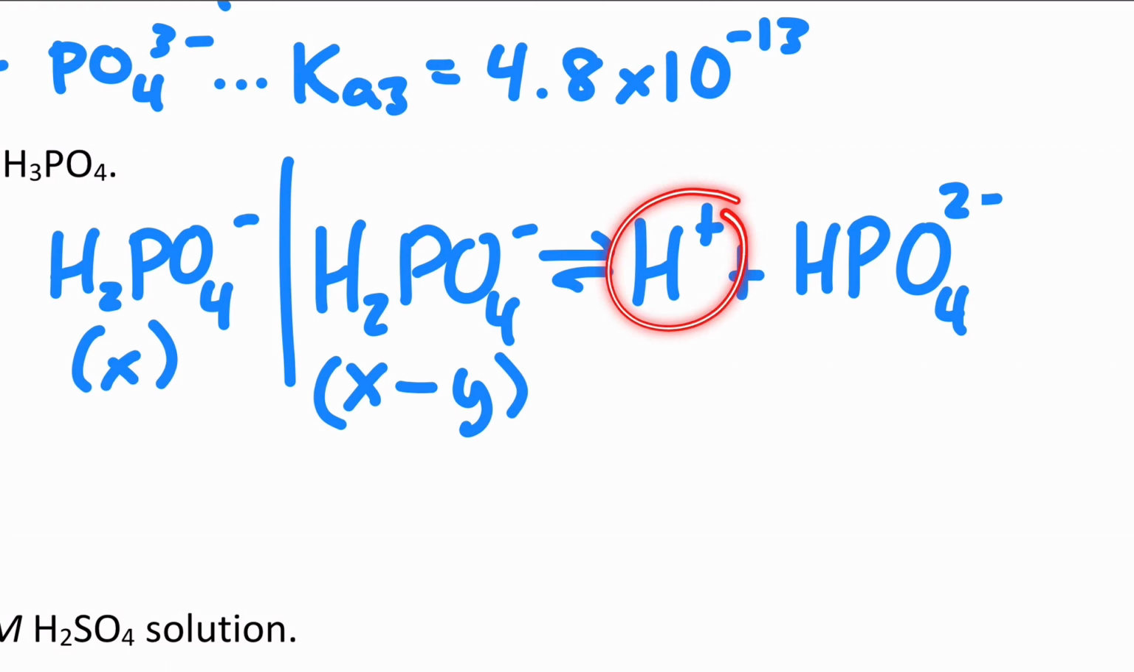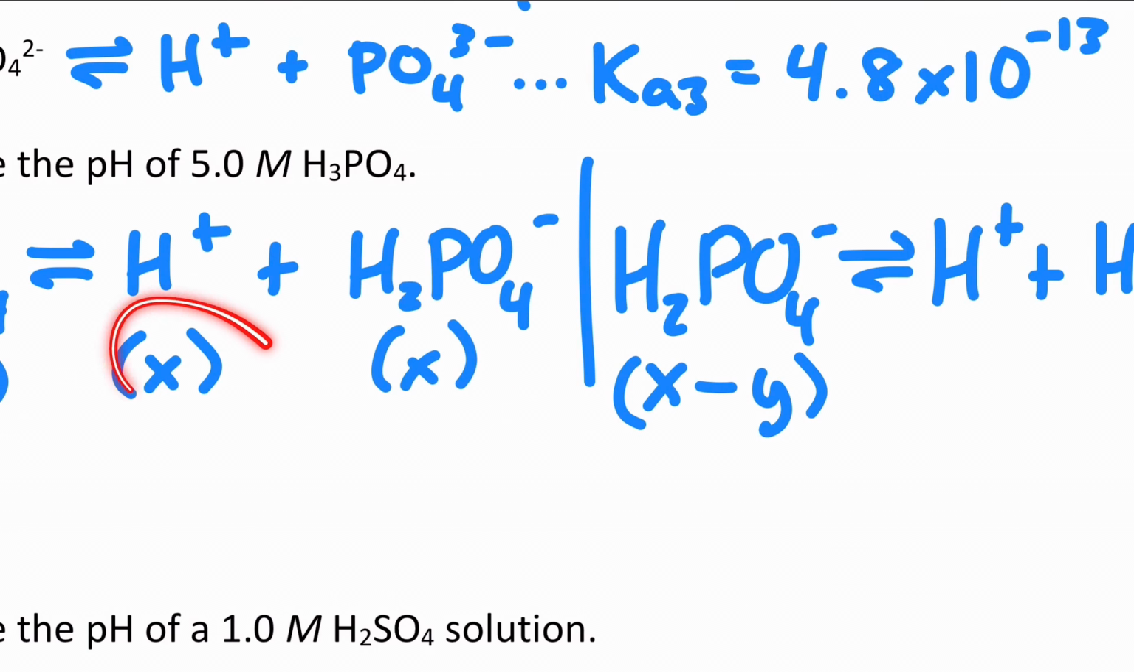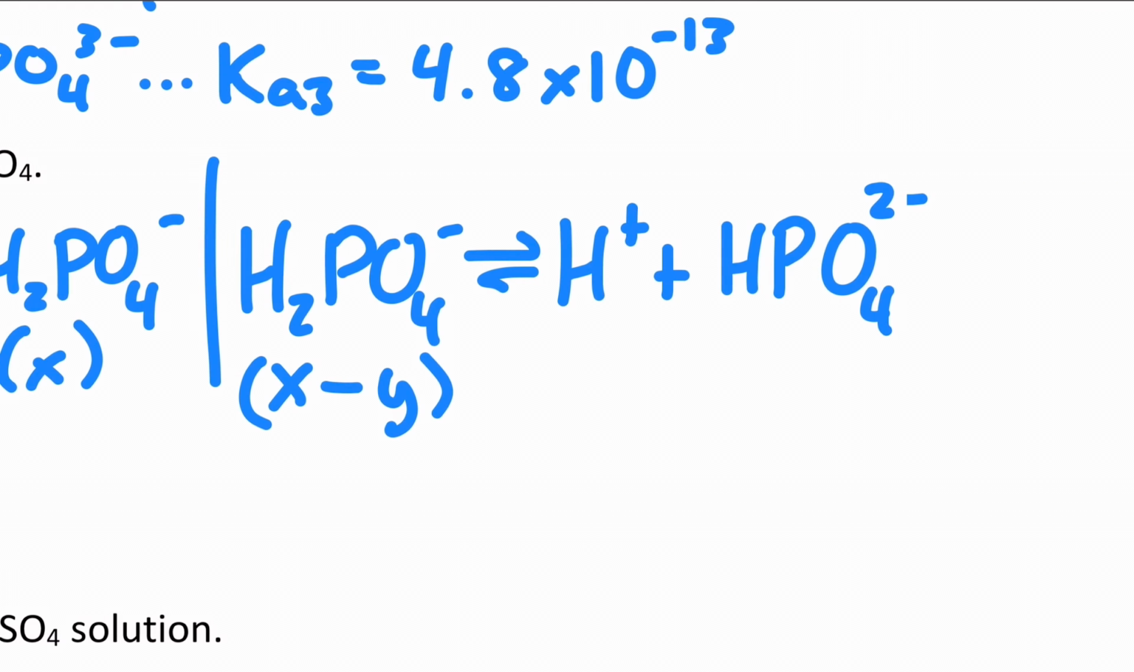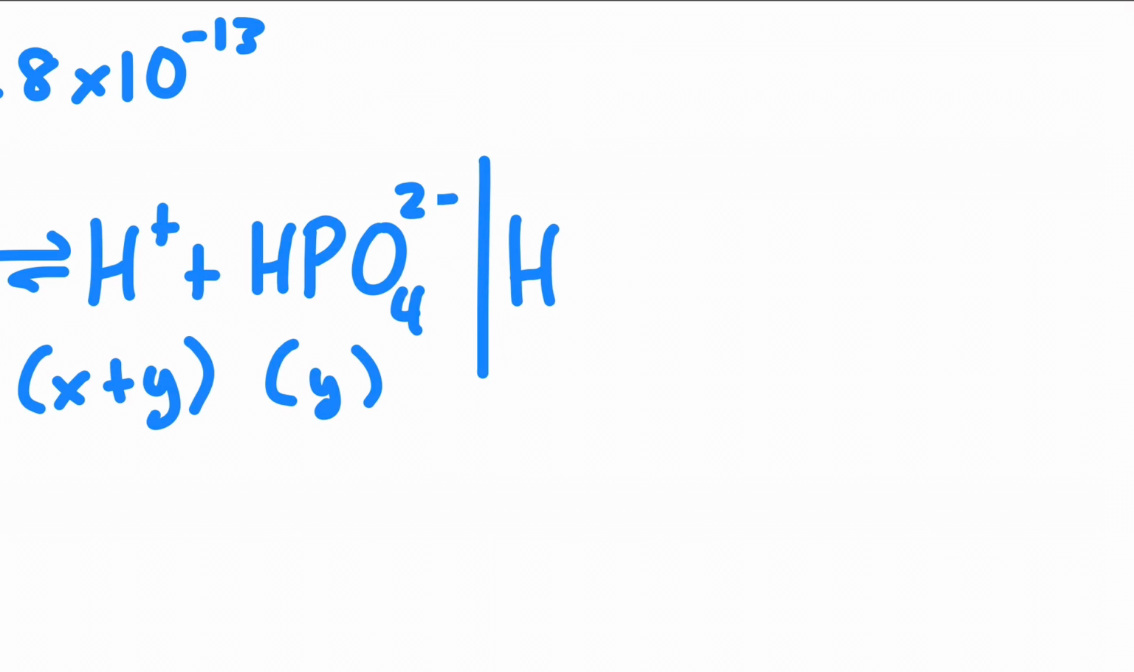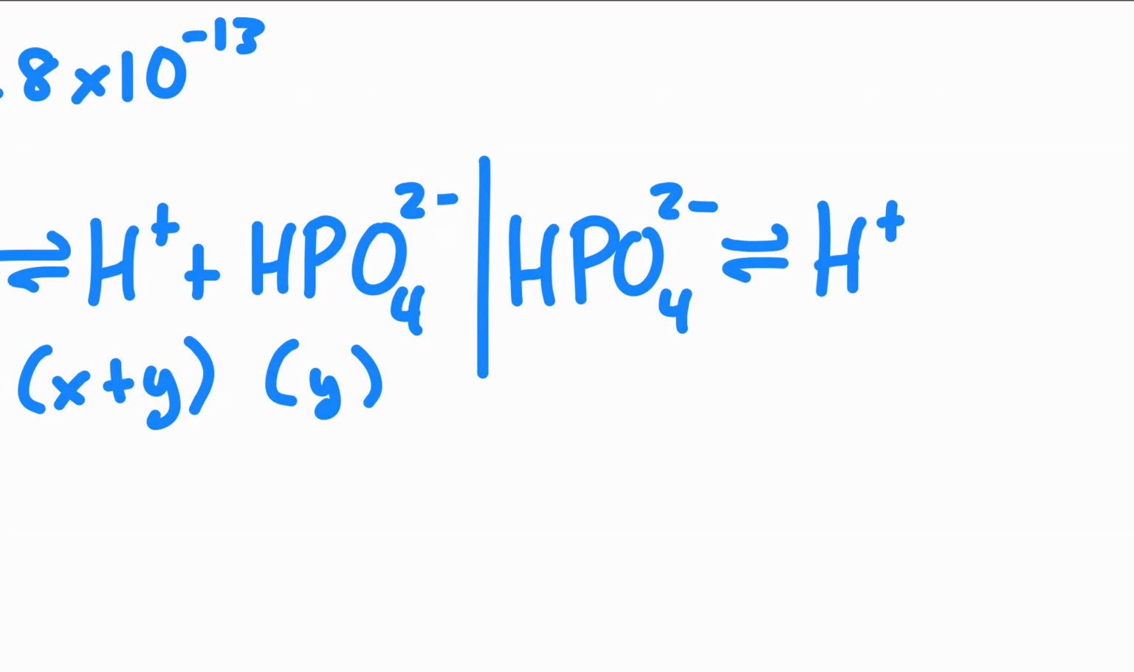How much H plus do we have at this point? Well, we actually have X from the first dissociation. So now we have X plus however much Y we lose from the dihydrogen phosphate, because it's 1 to 1. And then how much hydrogen phosphate do we have? Just Y. But we're not done. There's actually one more dissociation to look at. So now hydrogen phosphate can lose an H plus and become phosphate.